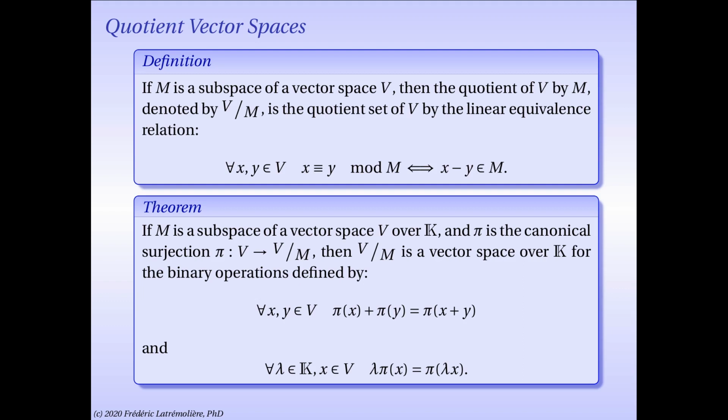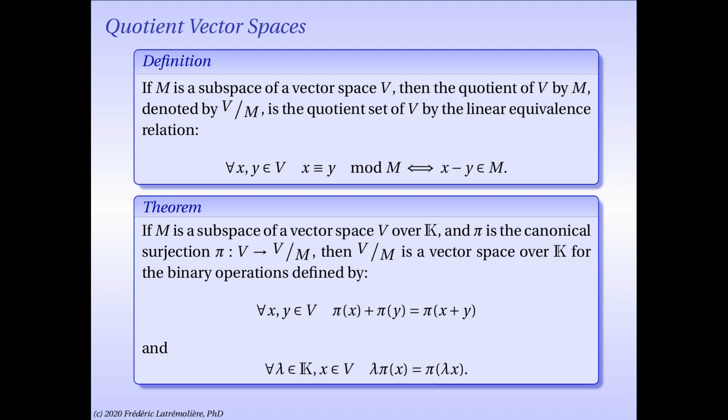So if you look at this definition, it almost looks like I'm stating that pi is linear, and in fact I am, but the process goes a little bit differently. What I'm doing here is defining an addition and a scalar multiplication on the quotient in such a way that indeed the canonical surjection becomes linear.